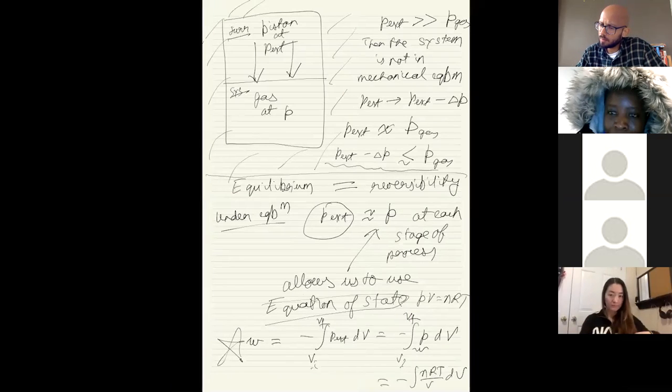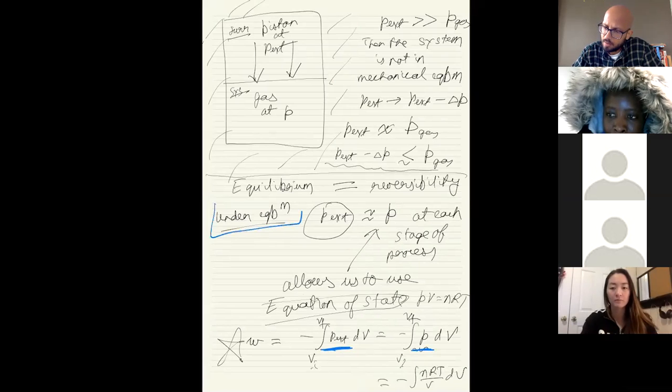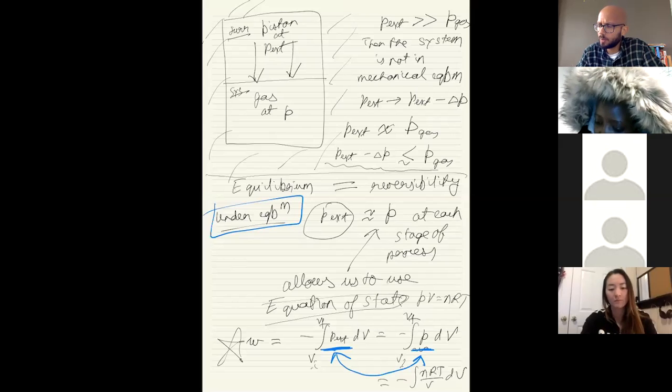So here we went back and really focused on the point that P external is not the same as P of the system. P external will be the same as P of the system only under mechanical equilibrium. If you have mechanical equilibrium, you can replace P external by P. So if a change is happening reversibly, then you are under equilibrium, and you can replace P external by P.